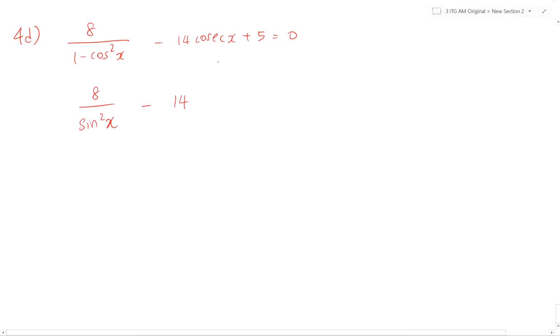So why not change to 1 over sin x, squared? What do you mean 1 over sin x? Okay, come on. What shall we do now? Plus 5, like this? What kind of equation is this? Quadratic again. You know why it is quadratic? Times sine square x, 8 minus 14 sine x. Yes, quadratic again.